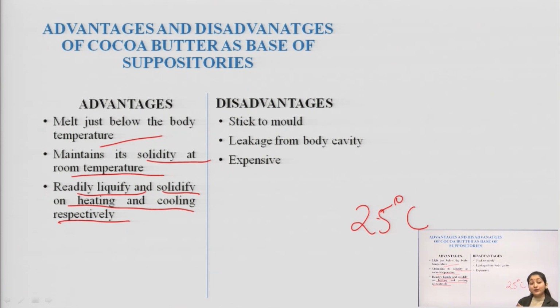As I discussed in the previous lecture as well, each coin has got its two sides. So, when we studied the advantages, it becomes important to study the disadvantages as well. So, the very first disadvantage of cocoa butter suppository is that it sticks to the mold. Mold is nothing but the substance into which suppositories are often made or encapsulated.